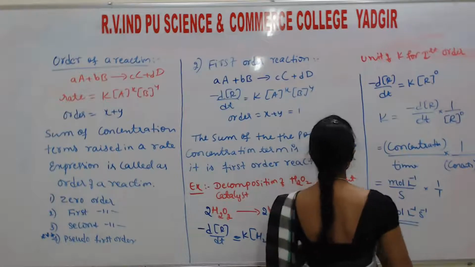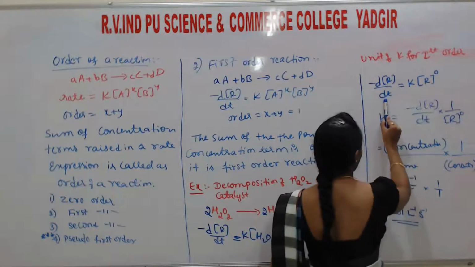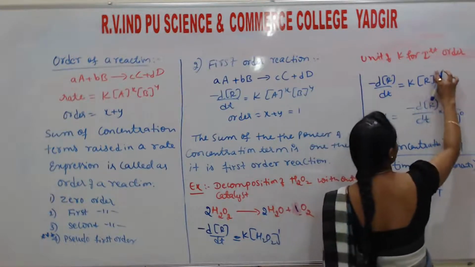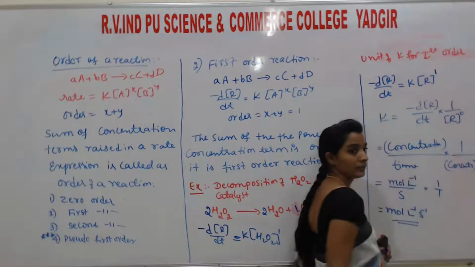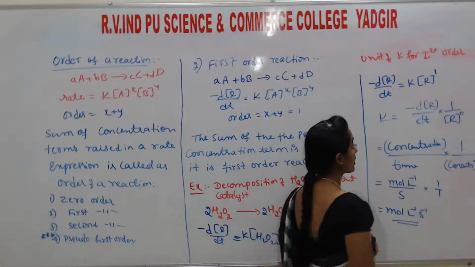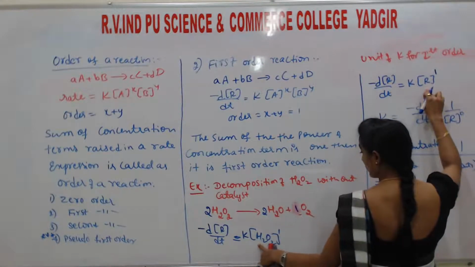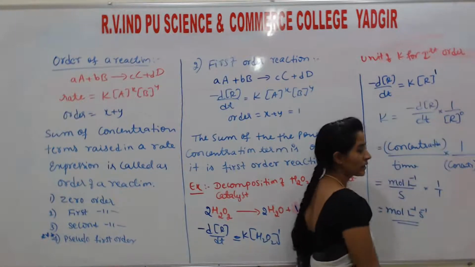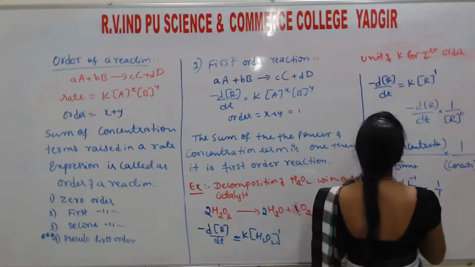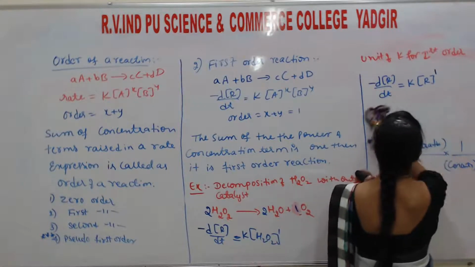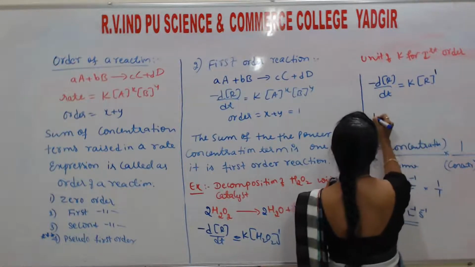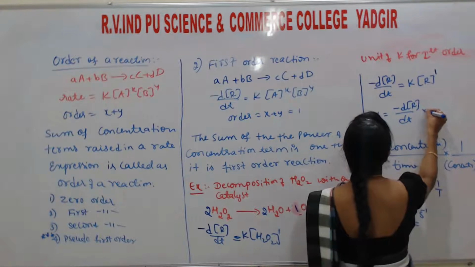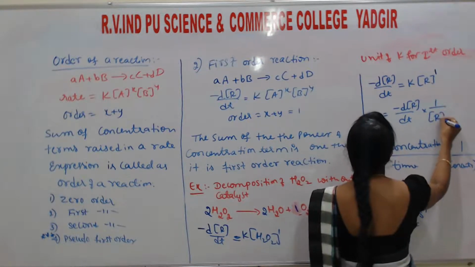Okay? So listen students, here what happens? Minus dR by dt is equal to K R to the power of what? This is R to the power of 1. Correct? Because it depends upon the concentration of the reactant. Listen, this is R to the power 1. Instead of H2O2, I am taking R here. Understand? Because it is a general reaction. So if you consider this, then K becomes what? K is equal to minus dR divided by dt into 1 divided by R to the power 1.